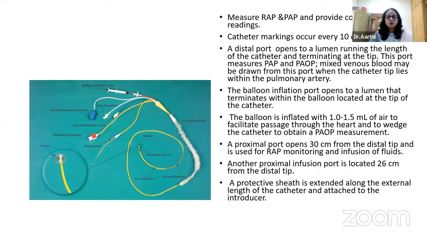The balloon inflation port opens to a lumen that terminates with a balloon located at the tip of the catheter. The balloon is inflated with 1 to 1.5 ml of air to facilitate passage through the heart and to wedge the catheter to obtain the pulmonary artery occlusion pressure. And there are two proximal ports. One opens at 30 centimeters from the distal tip, and is used to measure the right atrial pressures and for infusion of fluids. Another proximal port is located 26 centimeters from the distal tip, which is also used for infusion of fluids and monitoring. A protective sheath extends along the external length of the catheter, attached to the introducer.